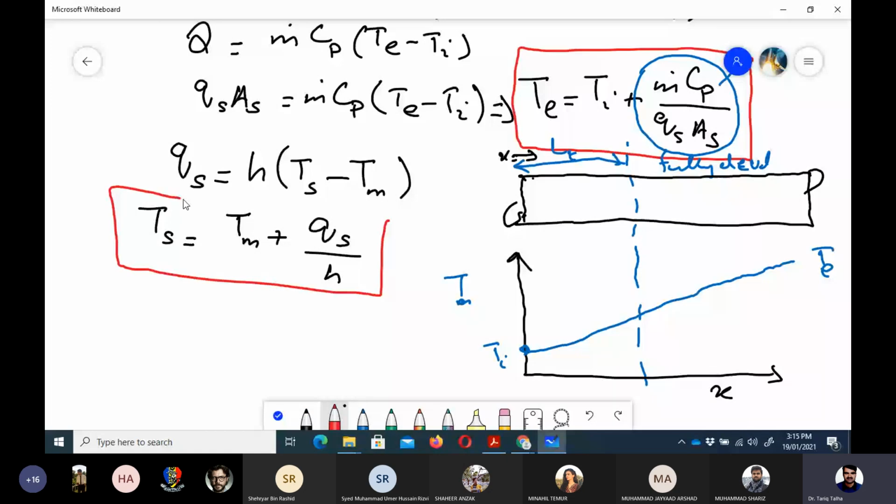So one thing we can see is that if Qs is positive, which is coming into the flow, then Ts would be more than Tm. So it means that if I draw the Ts line here for the fully developed flow, not the best line I have drawn. Let me try again. Just a minute.